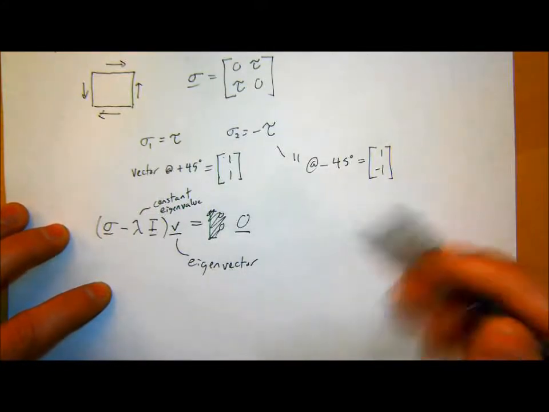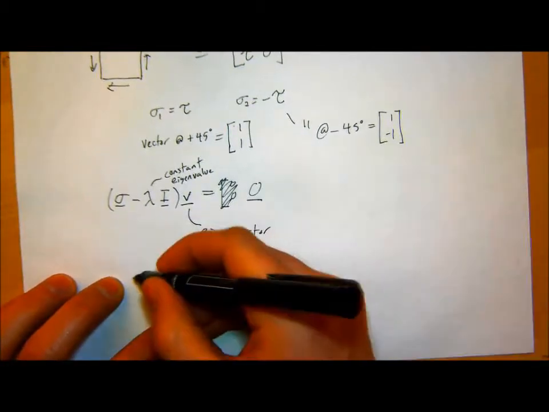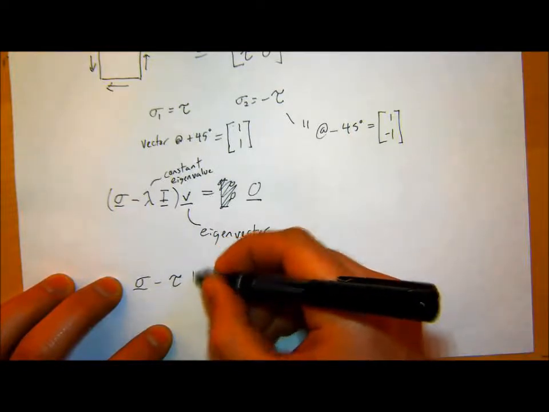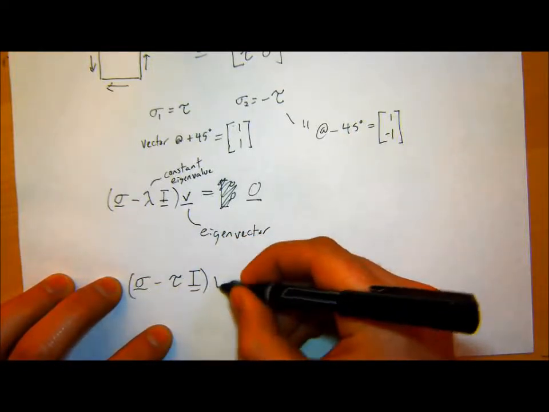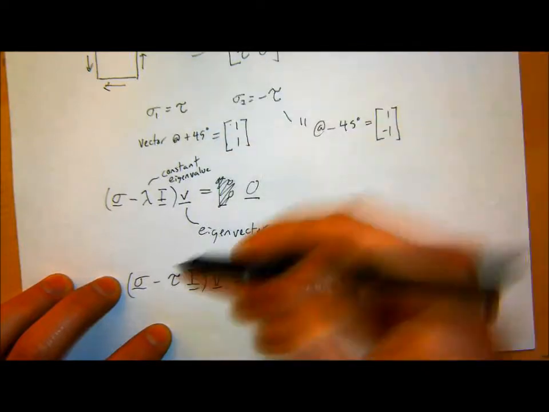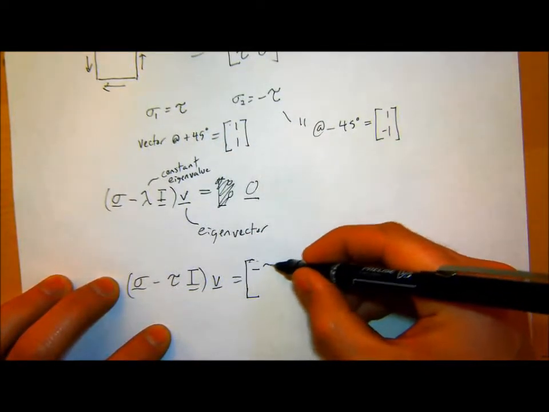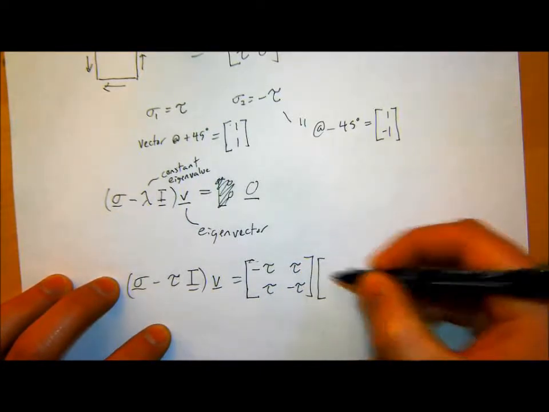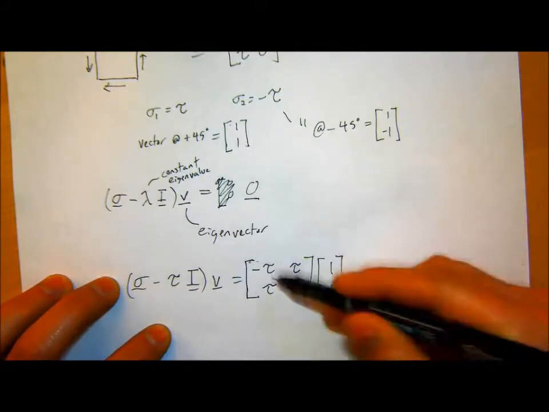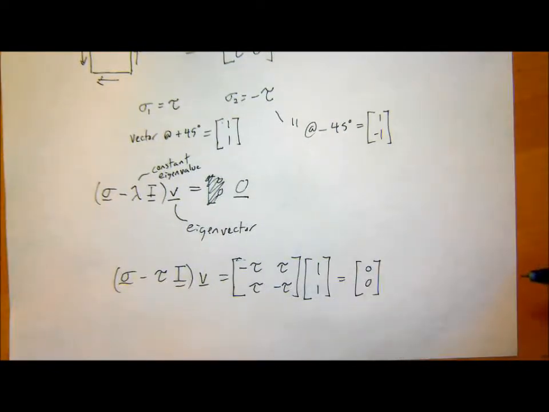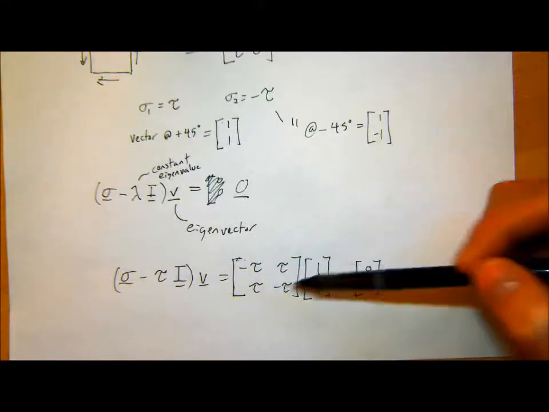So if I then do that analysis, my sigma minus tau I, times v, if I do this for my sigma 1, I have minus tau, tau, tau, minus tau, this is now 1, 1, which if I multiply this vector and matrix out, gives me 0, 0, which confirms that this is an eigenvalue and this is an eigenvector.